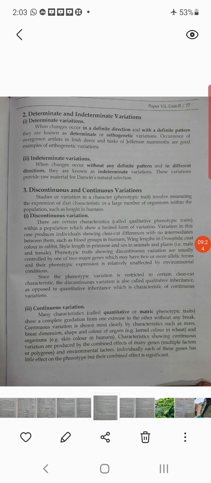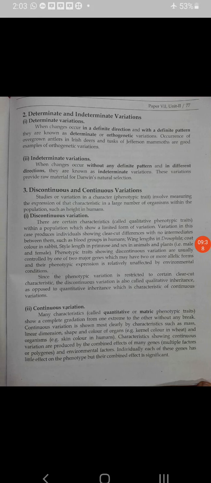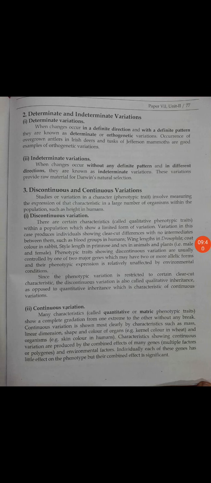Now the second one, that is determinate and indeterminate. Determinate variations are in a definite direction or with a definite pattern, meaning a certain direction is there. Occurrence of overgrown antlers in Irish deer or tusks of Jefferson mammoths are good examples of this determinate variation. So they are only in one direction. So here examples are given.